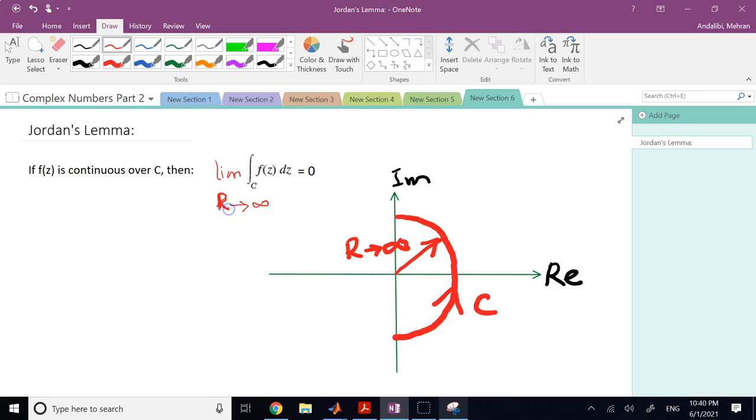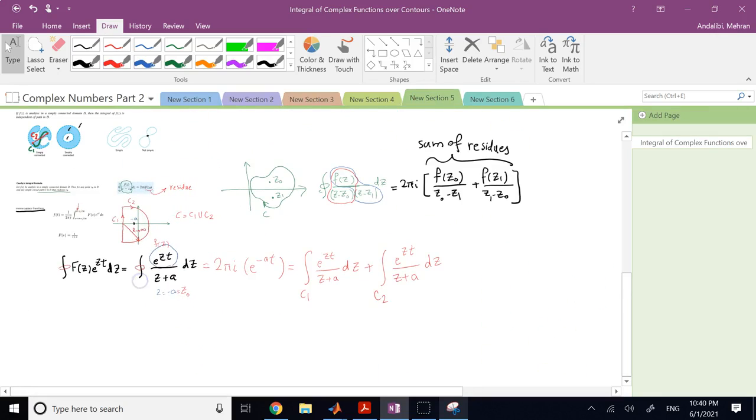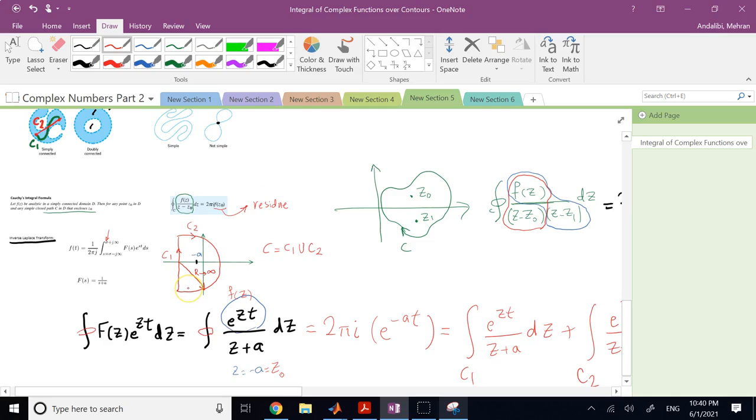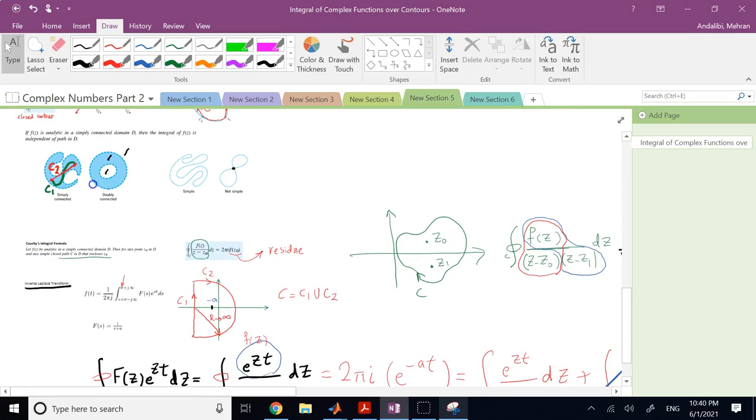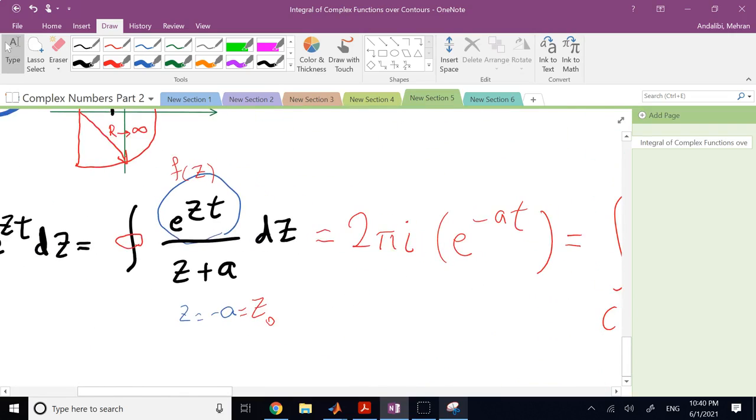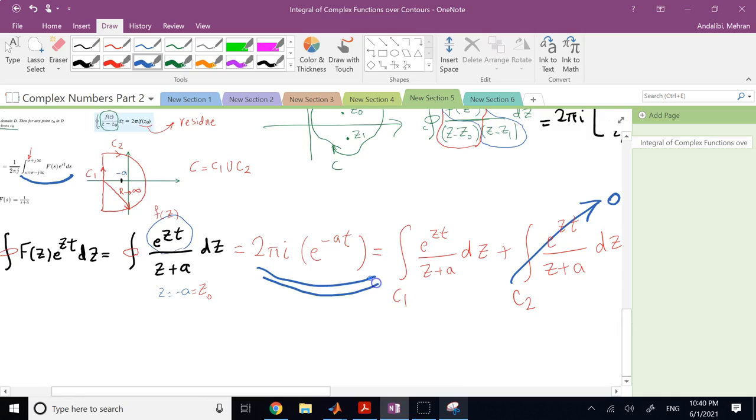Okay, so it's not always 0, but if r is going to infinity, then the integral over this arc, as long as f of z is continuous over only the points on this arc, not inside anywhere, just any point along this arc, then the limit of this integral as r goes to infinity is 0. And that's the same thing here. This function I'm trying to integrate is continuous over any point along this arc. There is no problem with that. So the second integral is equal to 0. And so the integral over C1, which is this portion I was looking for, is clearly equal to 2 pi I e to the negative at.